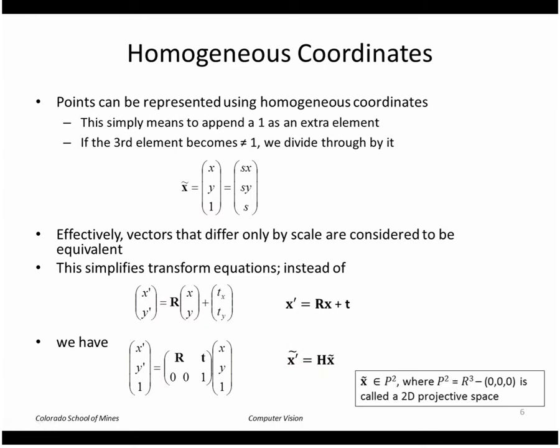We can think of these homogeneous points as two-dimensional points, which are really the space of three-dimensional points, except for the origin 0, 0, 0, because obviously we can't divide through by 0 as the last element. So this is called a 2D projective space.